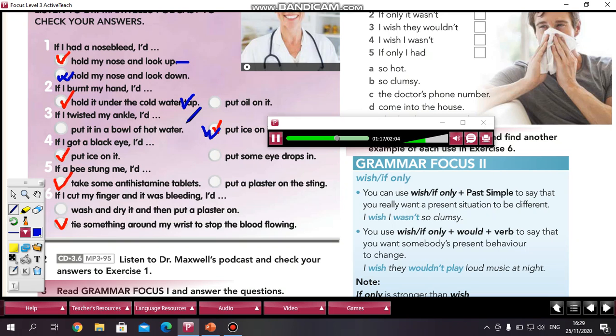Number 5. If a bee stung me, I'd take some antihistamine tablets. I'm allergic to bee stings, so I always have antihistamine tablets with me. I'd put ice on the sting if I didn't have any tablets. It's probably not a good idea to put a plaster on because the sting might still be in the skin. Finally, number 6. If I cut my finger, I'd wash it, dry it, and put a plaster on. It's not a good idea to stop the blood flow to the hand, so don't tie something around your wrist.